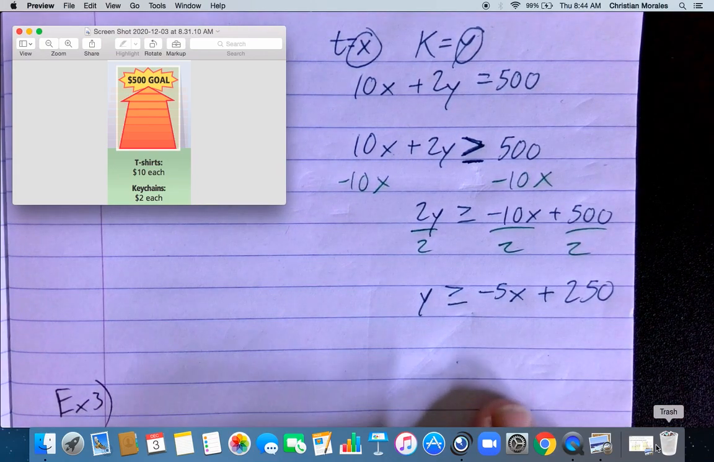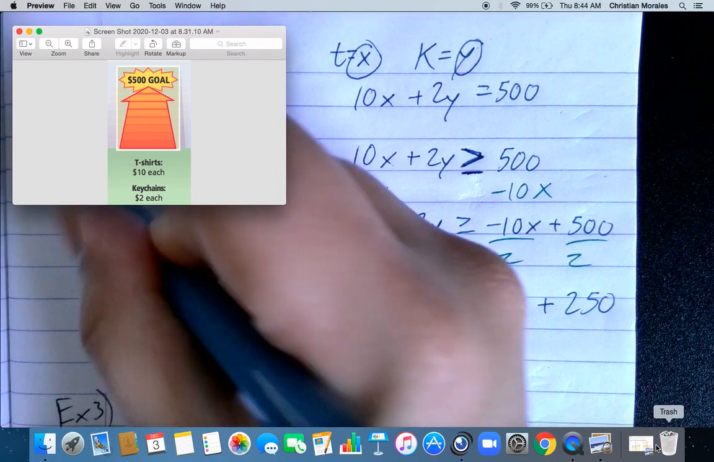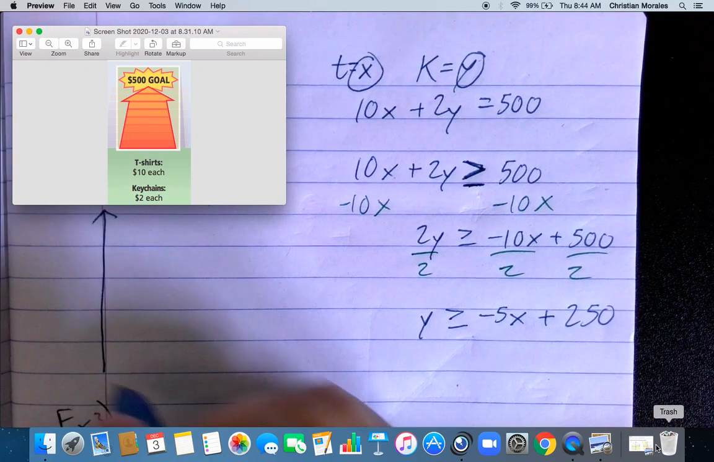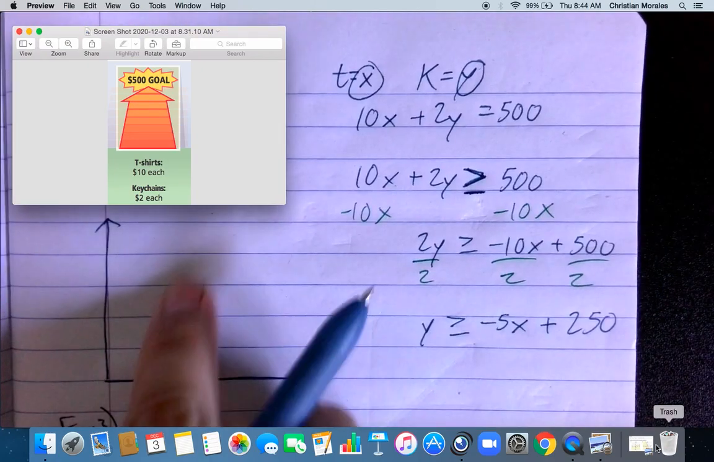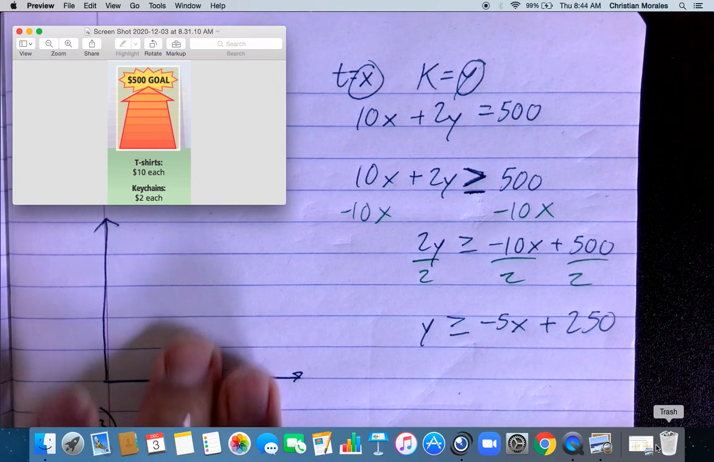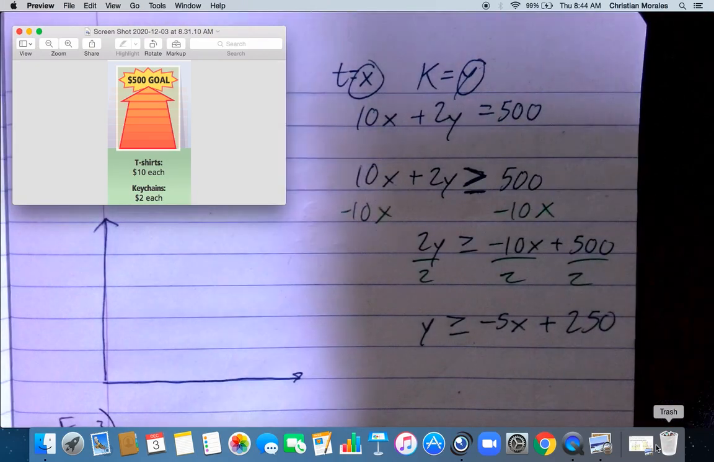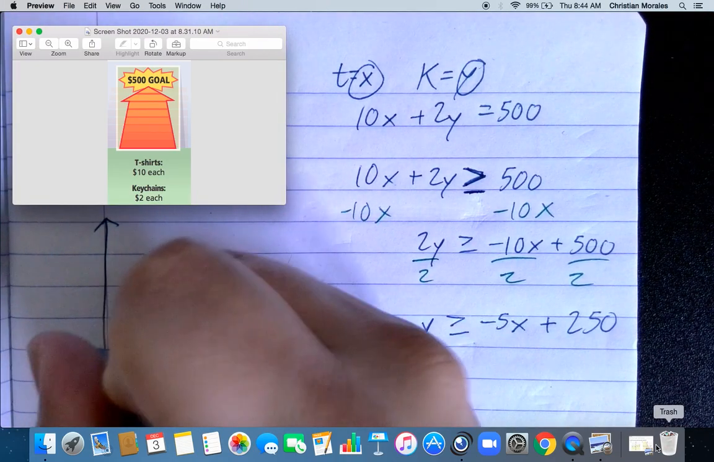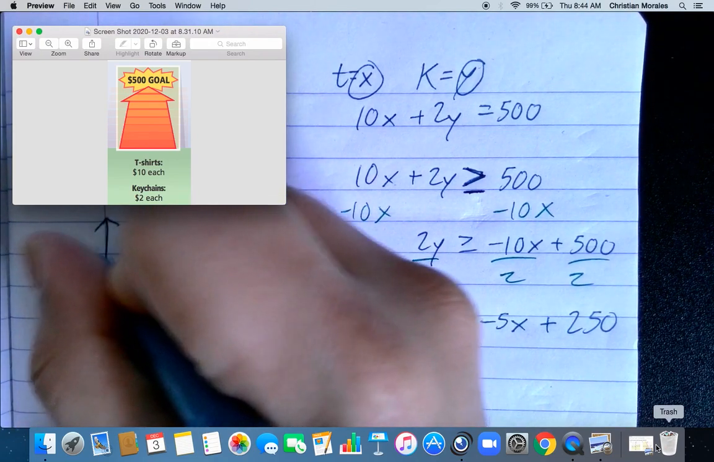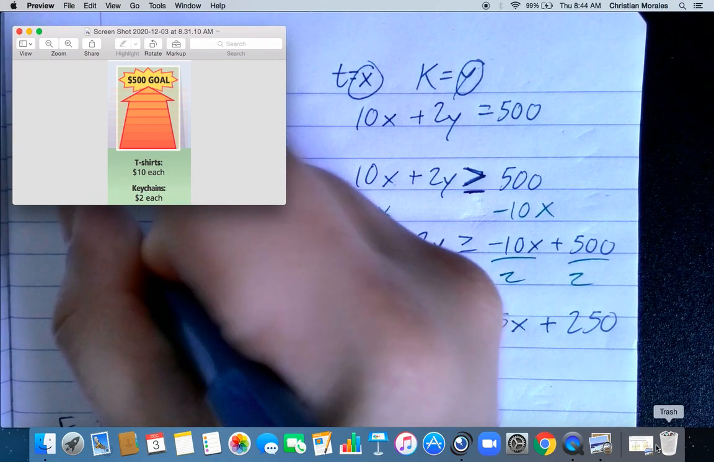Okay, so if you're going to graph this scenario, right, you'd have to make a graph that actually is only concerned about the positive side, because we're dealing with money. We're dealing with raising money. So we're not going to go into negative money. We're dealing with positive money right now. So let's just say we go by 50s, right? So 50, 100, 150, 200, 250. All right. So 250 is right there.